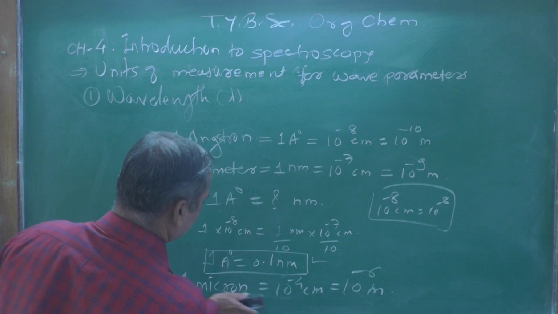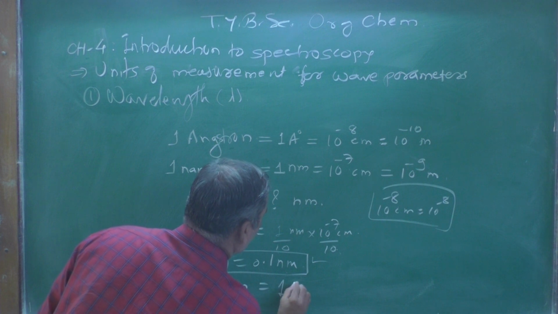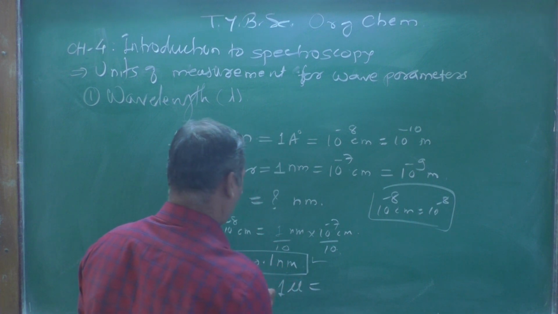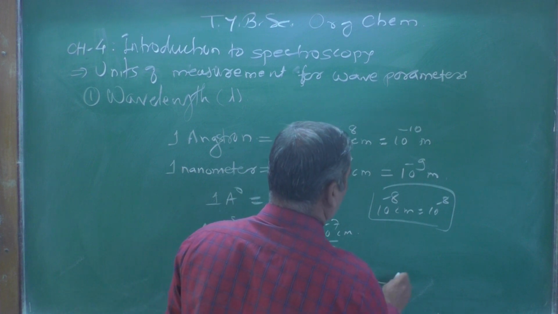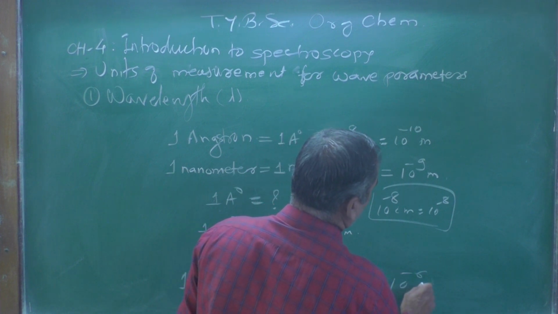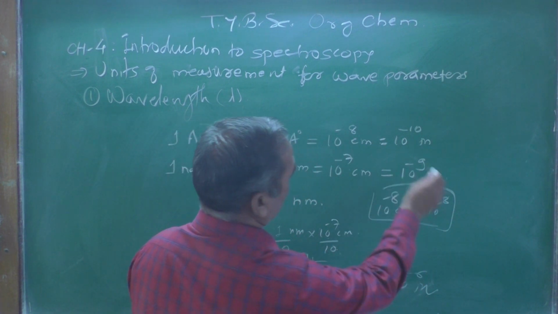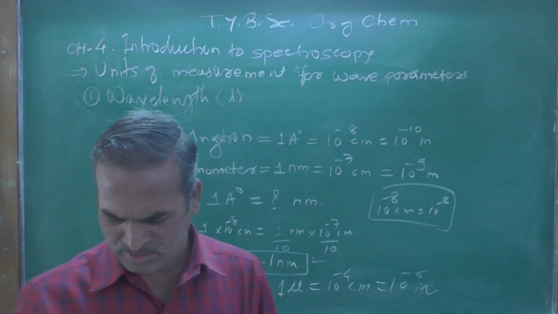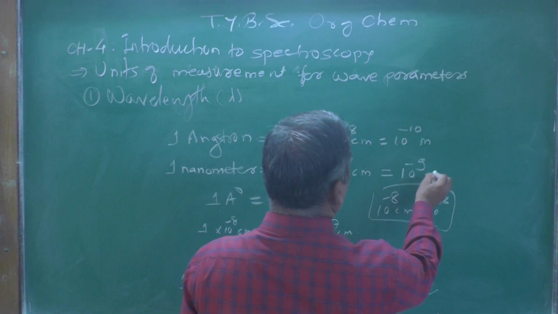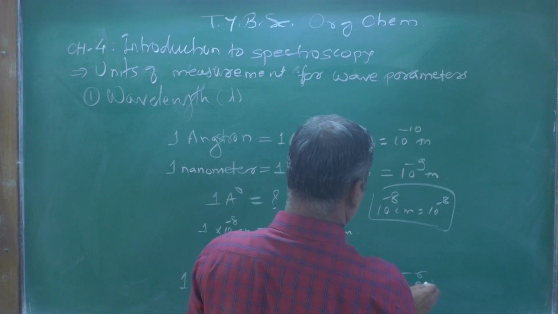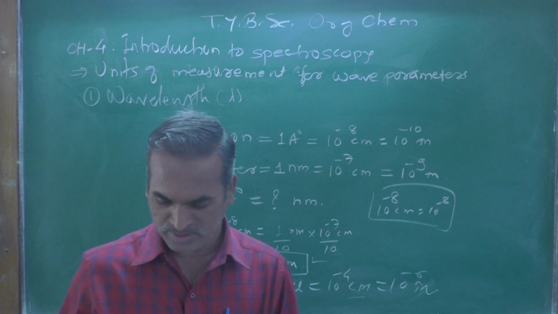Simply remember here, let me give this clearly. 1 micron, this is the symbol of micron, is 10 raised to minus 4 centimeter, which is nothing but 10 raised to minus 6 meter. So those are the symbols of the units we have learned here. Meter, small m, and centimeter also as a small c and small m.